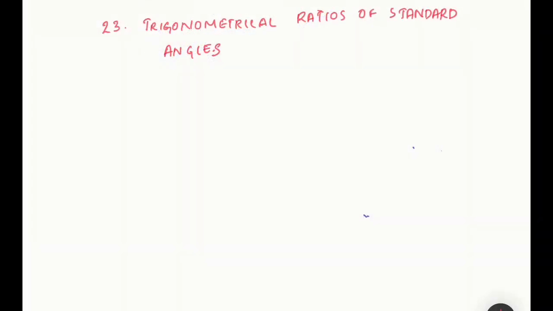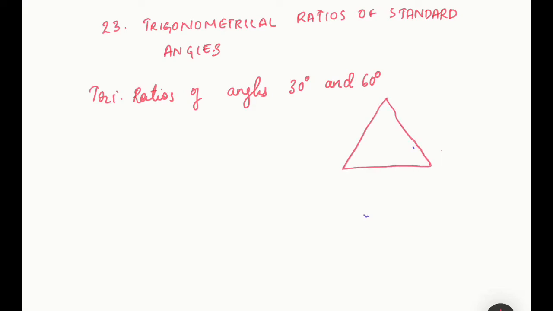Hi students, let us start with our new chapter, trigonometrical ratios of standard angles. So, let us find the trigonometrical ratios of angles 30° and 60°. How to find the trigonometrical ratios of angles 30° and 60°? Okay, just have a look at the figure here.